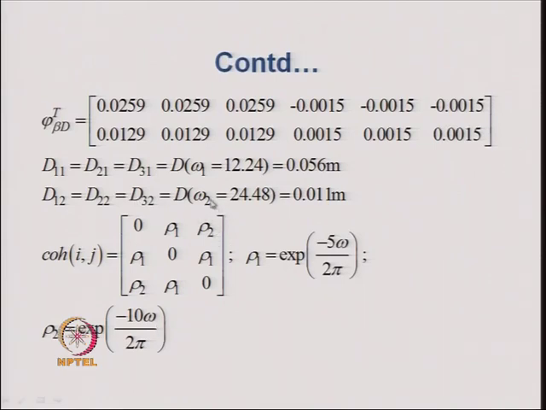Coherence function or coherence matrix can be obtained easily. The diagonal terms will be 1, 1, 1, and rho 1 and rho 2 will be minus 5 omega by 2 pi and minus 10 omega by 2 pi, because it is assumed that there is a 5-second time lag between the supports. So between the first support and the second support, this will be the value of rho 1. We have computed it before also. And for the first support and the third support, the rho 2 value will be equal to minus 10 omega by 2 pi. So, plugging the values of rho 1, rho 2, etc. in this coherence matrix, we get the complete coherence matrix.